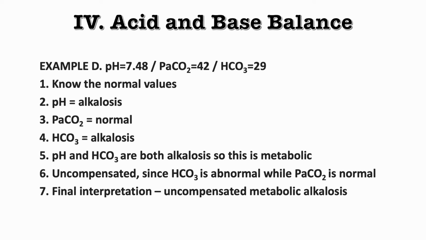Example D, Step 1, know the normal values. Step 2, pH of 7.48 is alkalosis. Step 3, PaCO2 of 42 is normal. Step 4, HCO3 of 29 is alkalosis. Step 5, pH and HCO3 are both alkalosis, which means that this interpretation will be metabolic.